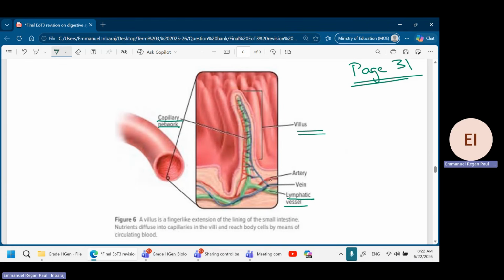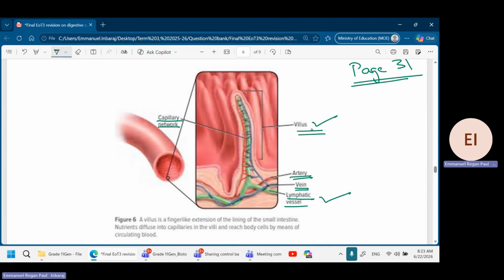The red blood vessels are called arteries and the blue blood vessels are called the veins. So learn this. The blue one is a vein, the red is an artery, and this network, the red network is called the capillary network. This full structure is the villus. This is important, villus. And the green structure is the lymphatic vessel.